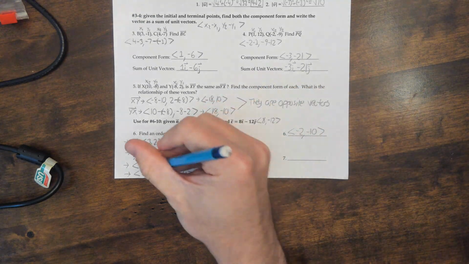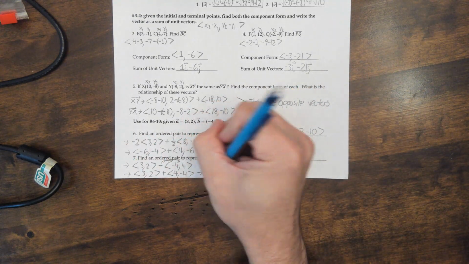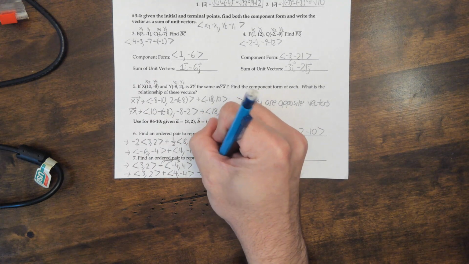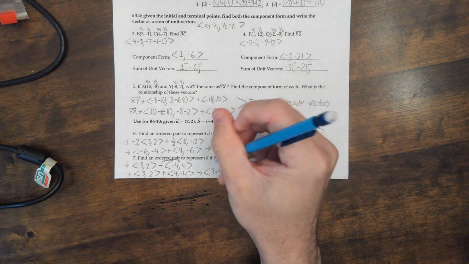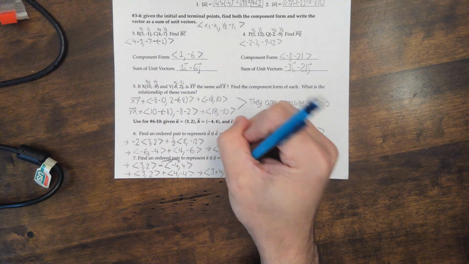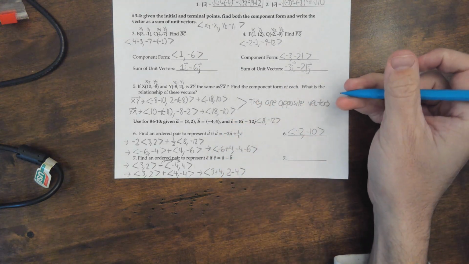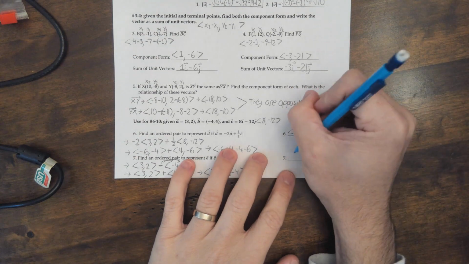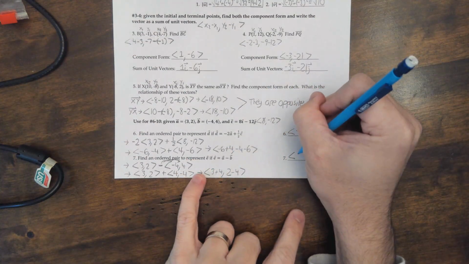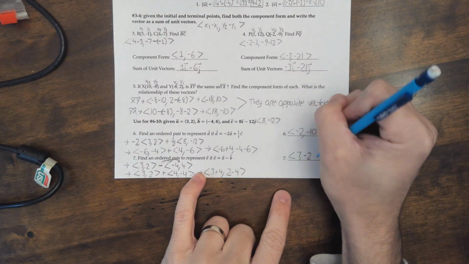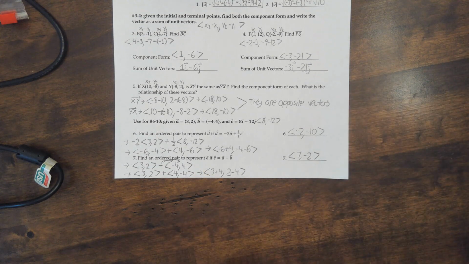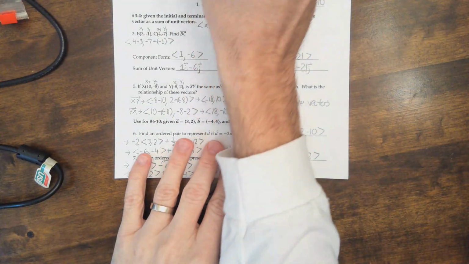And so now you're going to combine like components. So we're going to get 3 plus 4, and then your vertical components are 2 minus 4. Now we're going to simplify those. When we do that, you're going to get 7, minus 2. And there you go, there's your component form. So that was just adding and subtracting multiple vector components.